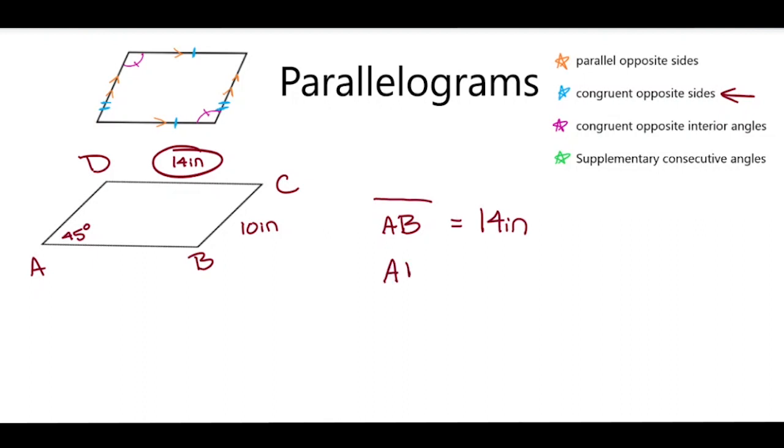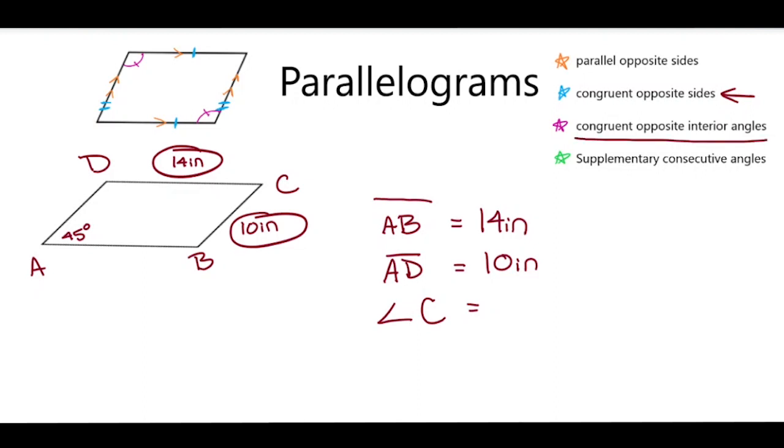What about line segment AD? How long is that? Well, that's opposite to BC, which is 10 inches, so that means that it's 10 inches because opposite sides are congruent. How about the measure of angle C? Well, I know that the opposite interior angle to C is A, and that's 45, and parallelograms have congruent opposite interior angles. So that means that angle C is 45 degrees.